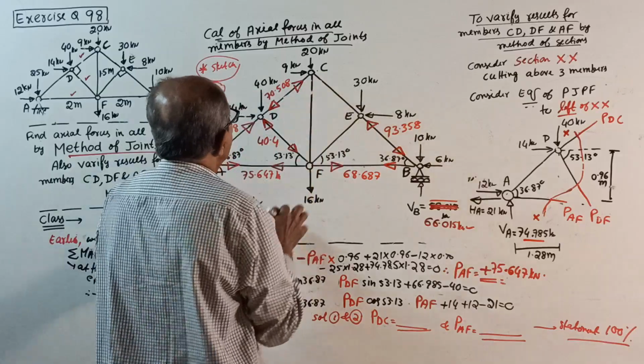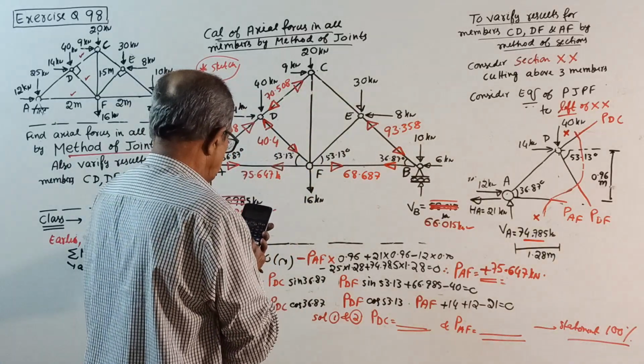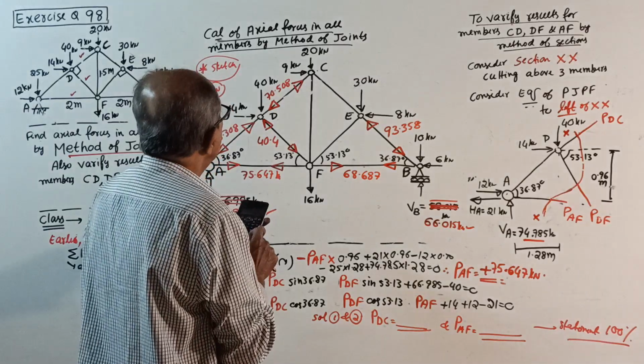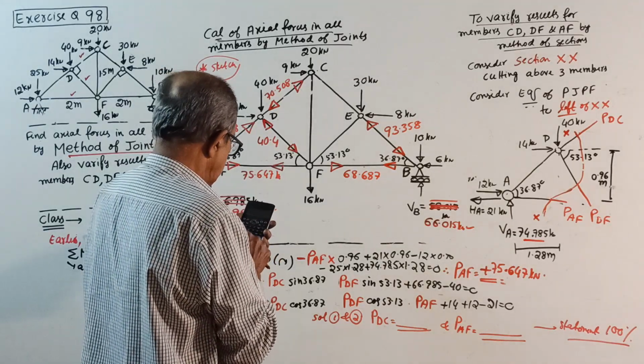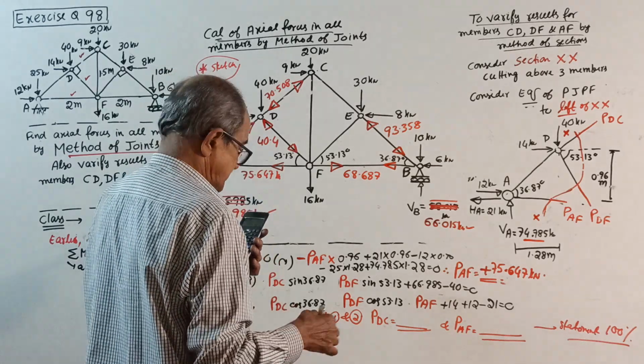I will come to this joint. 70.508 into 0.8 plus another 9 divided by 0.8. 81.758.